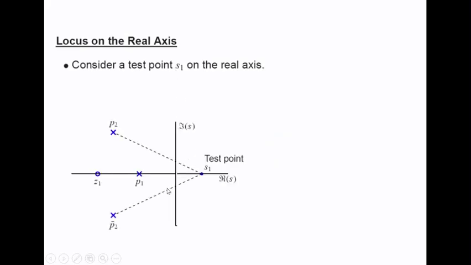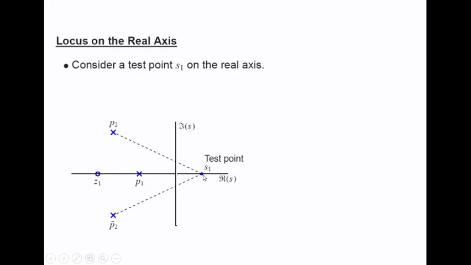Now we want to discuss the locus on the real axis. Suppose we consider a test point S1 on the real axis. We have located a test point on the real axis as shown. This is R of S, which means the real axis, and this vertical axis represents imaginary of S, the imaginary axis, and this whole thing is the S plane. And we have different poles located. We have this P1 located here on the real axis, Z1, which is a zero, located on the real axis, and P2 and P2 bar are actually a complex pair of poles which are located as shown.